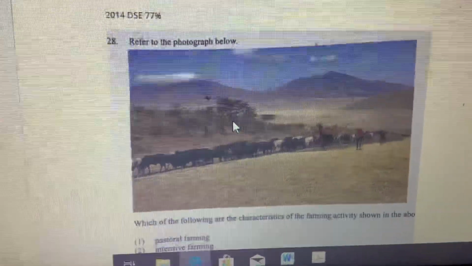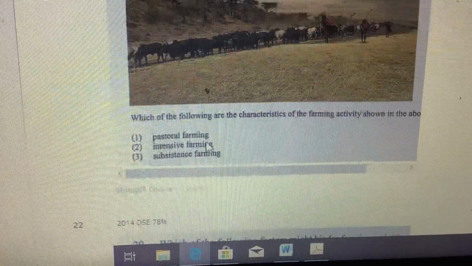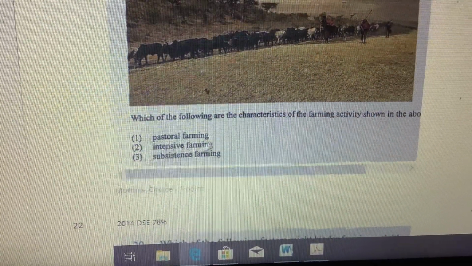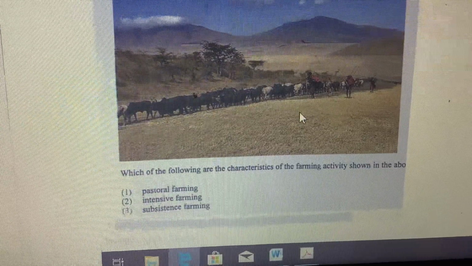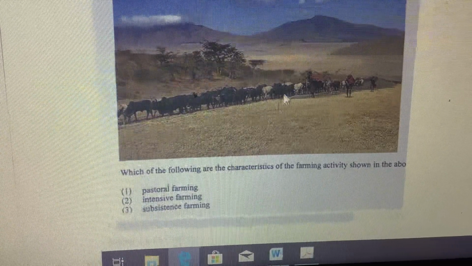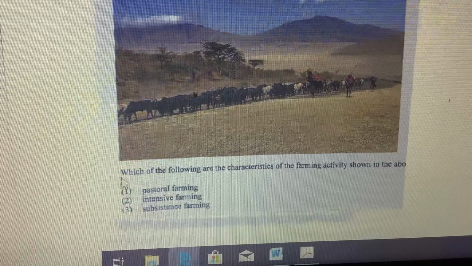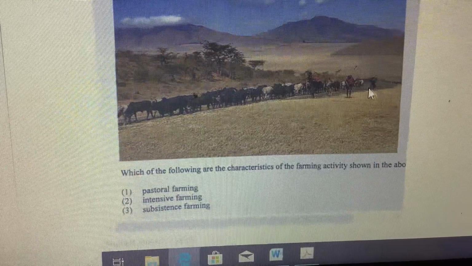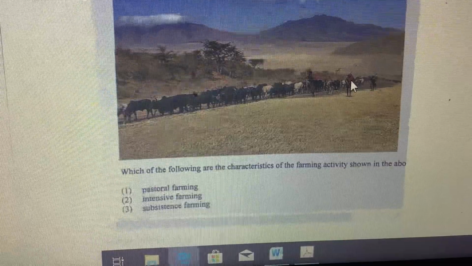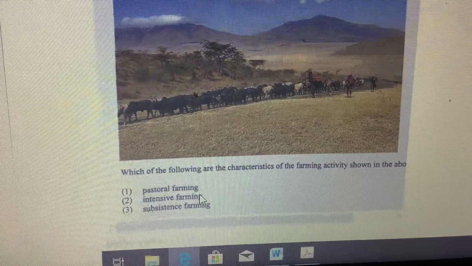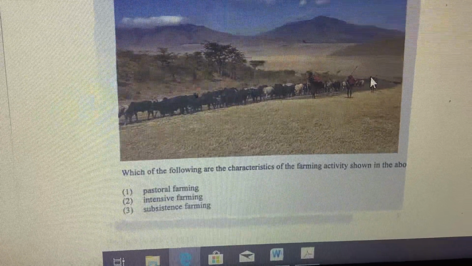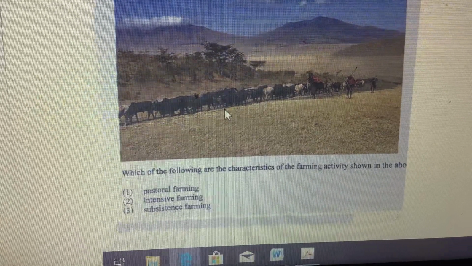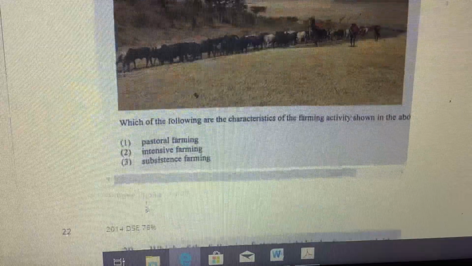This one, you can see again there's a lot of cattle or sheep. Okay, pastoral farming, right? Intensive is not right because intensive is talking about a lot of greenhouses and a lot of input in the land, okay? But in this one, the human being is not going to input a lot. So intensive farming is wrong. Number 1 and number 3, no doubt. Subsistence is talking about raising a cow for themselves, not for selling, okay? Number 1 and number 3 is correct.